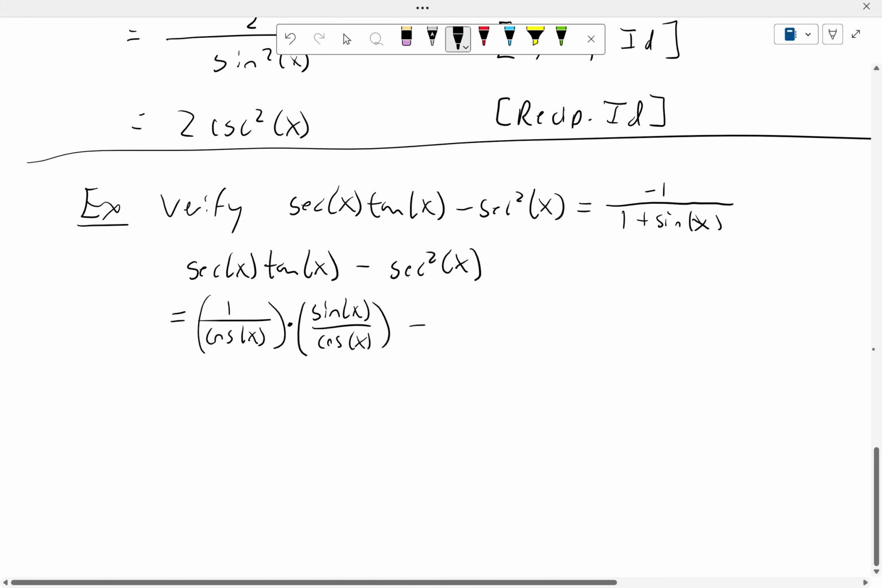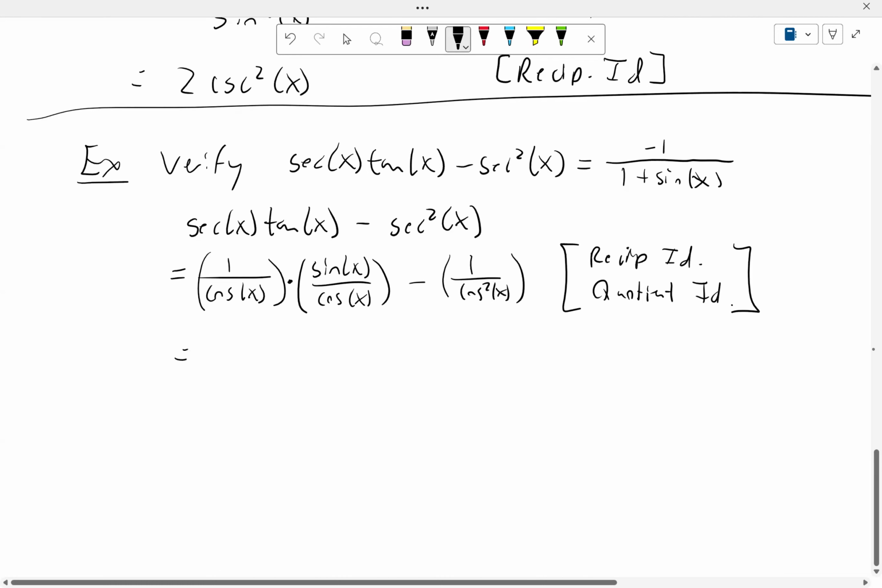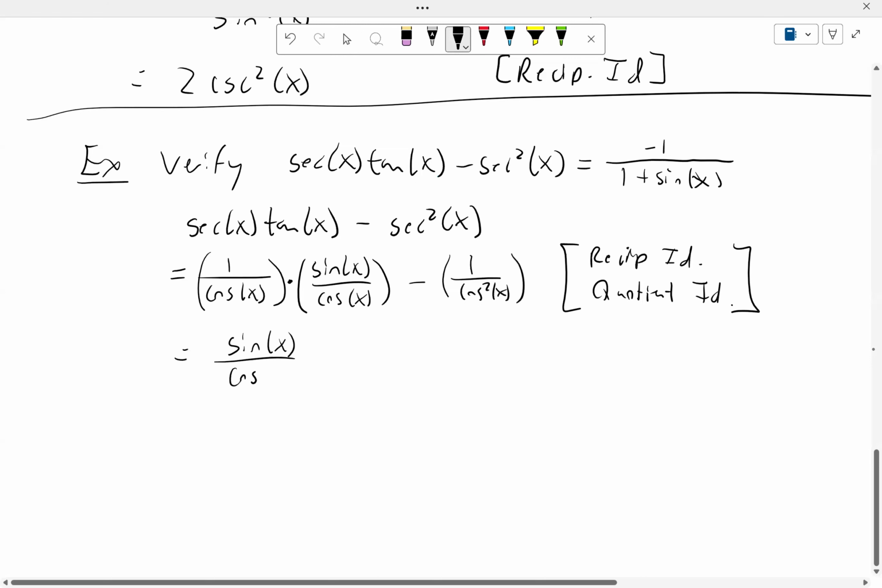And then secant squared of x, that's the same thing as 1 over cosine squared of x. So there, what identities did I use? Well, I used a reciprocal identity for secant, and I used the quotient identity for tangent. Those are the two identities that I used to get there. Now I'm just going to clean this up a little bit. So I have a fraction times a fraction, so I have sine of x over cosine squared of x, and then I have minus 1 over cosine squared of x. Now I have a common denominator, so this is the same thing as sine of x minus 1 over cosine squared of x.